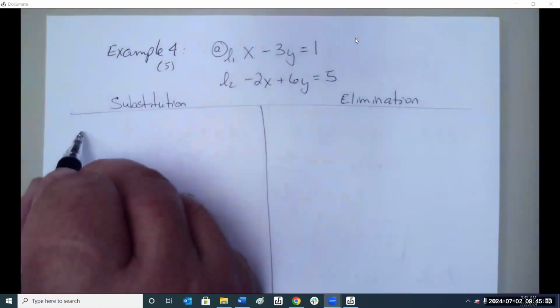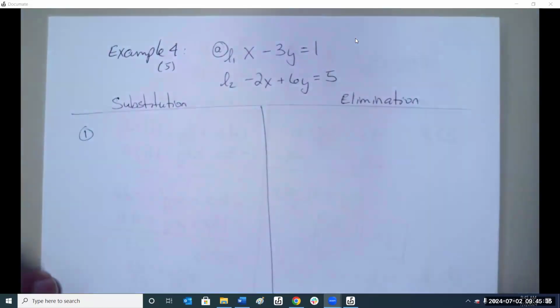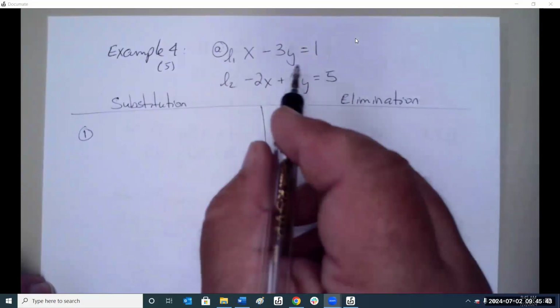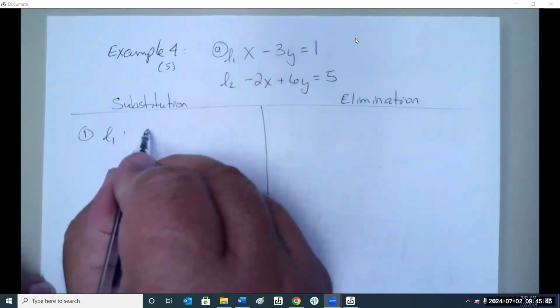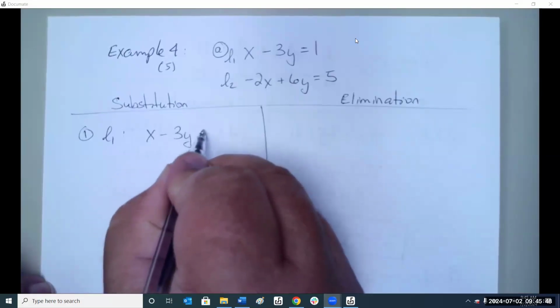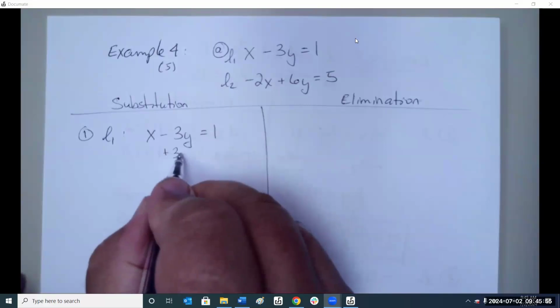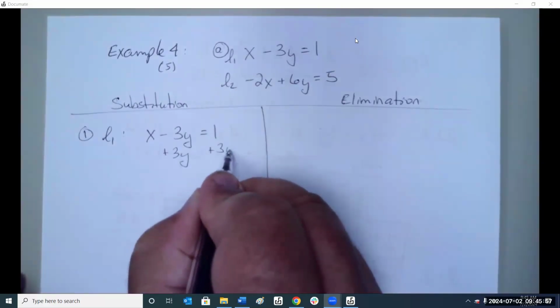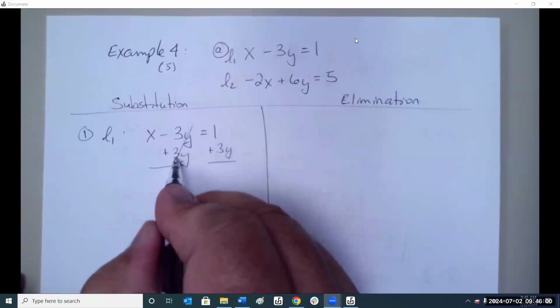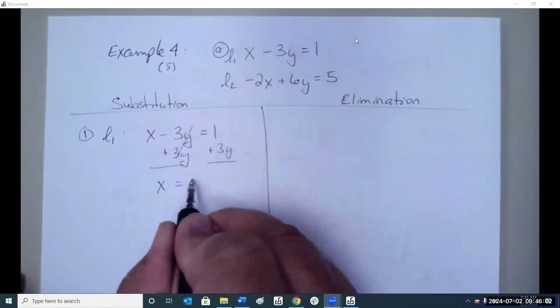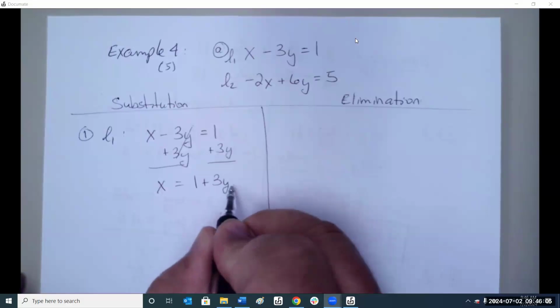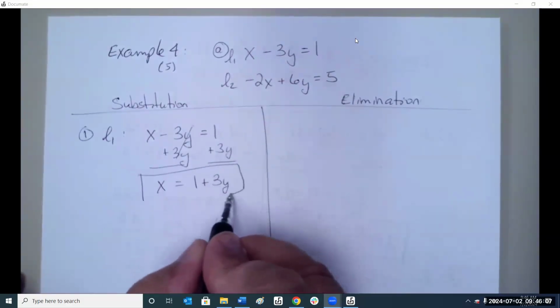So, in substitution, what's our first equation we're going to pick? Yeah, line 1 would be easier. So x minus 3y equals 1, and solve for which variable? Yeah, perfect. The choices there help define whether it's going to be an easy or a very lengthy process. So there's your first equation.